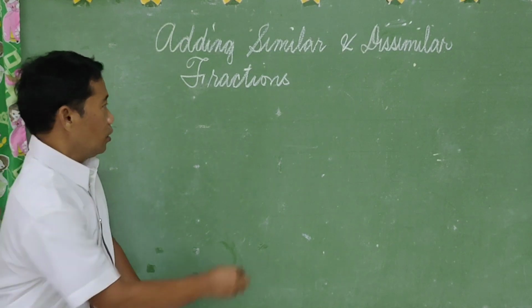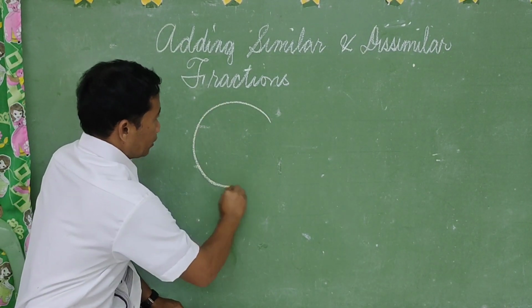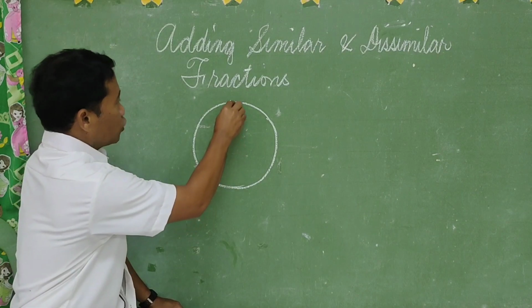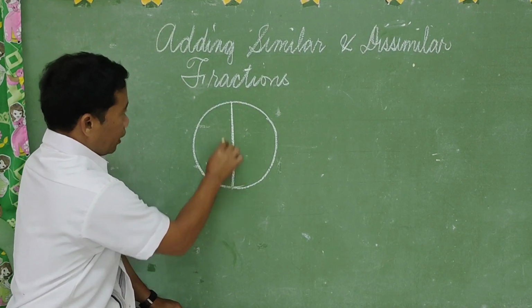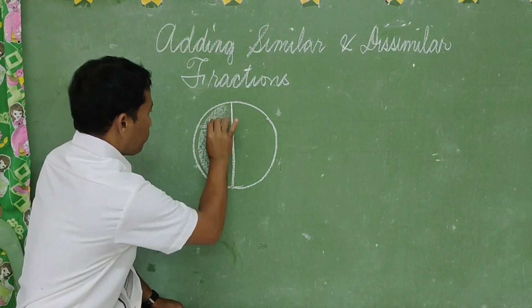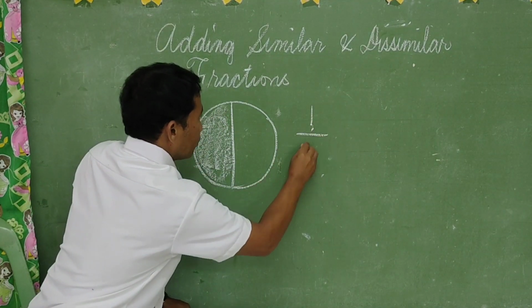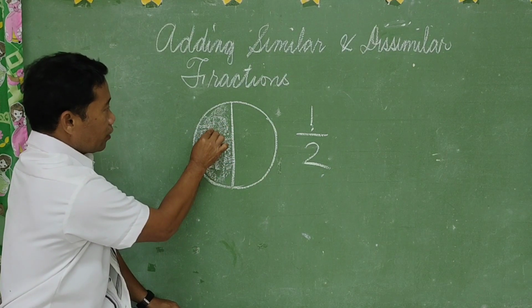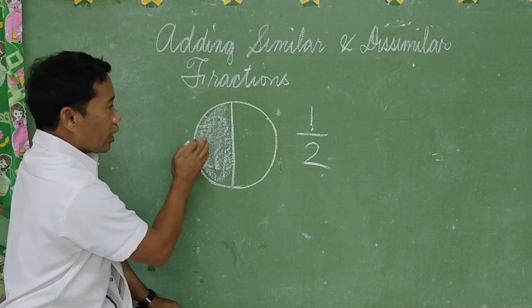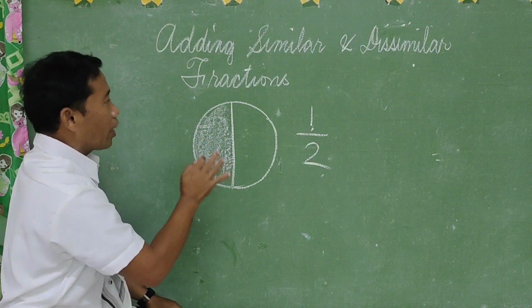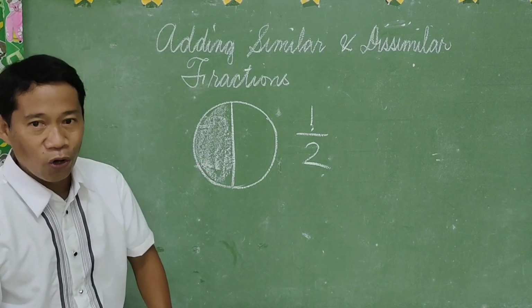Like for example, I am going to draw a circle. Then I am going to divide this one into two parts. Then I am going to shade this part here. So the answer here is 1/2. This part here, 1/2, is called a fraction, and it is a part of a whole.